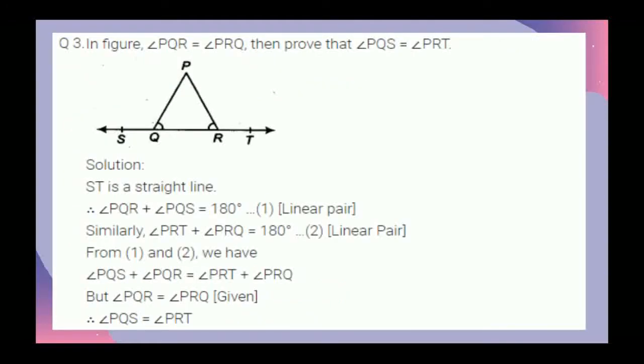Now question number 3. In the figure, angle PQR is equal to angle PRQ. Then prove that angle PQS is equal to angle PRT. Now see, STS is a straight line and angle PQR plus angle PQS is equal to 180 degrees, linear pair. Similarly, angle PRT plus angle PRQ is equal to 180 degrees, again linear pair.